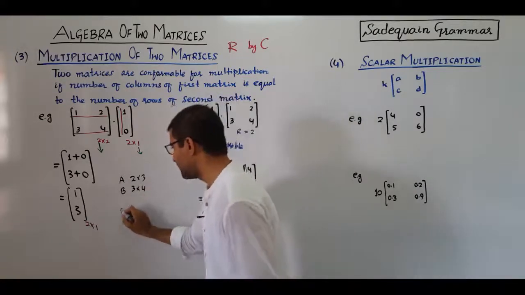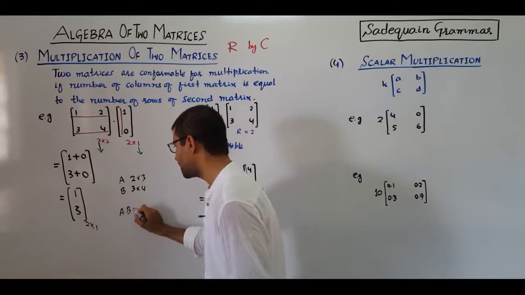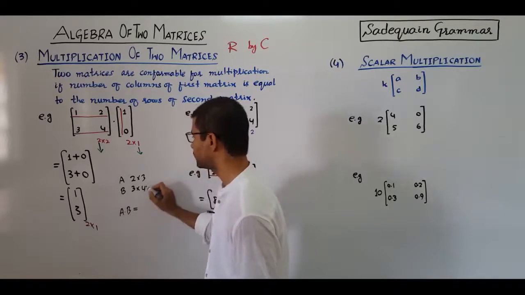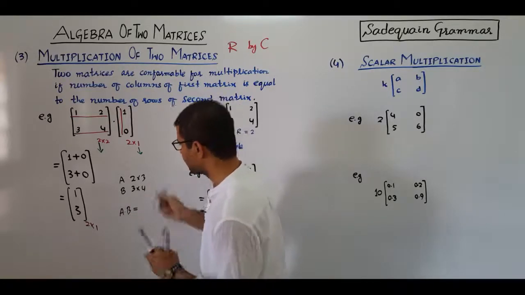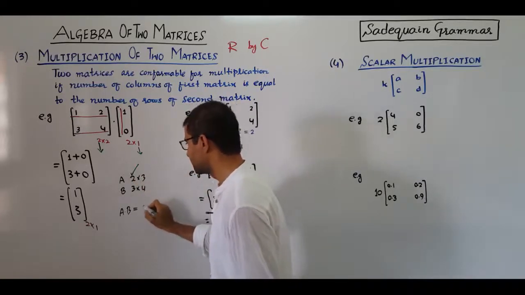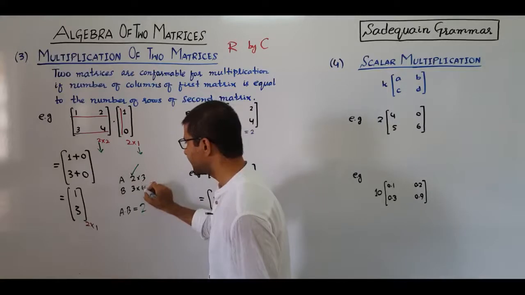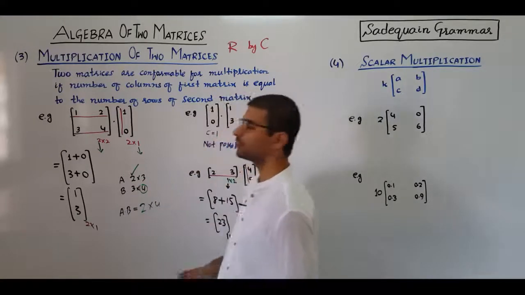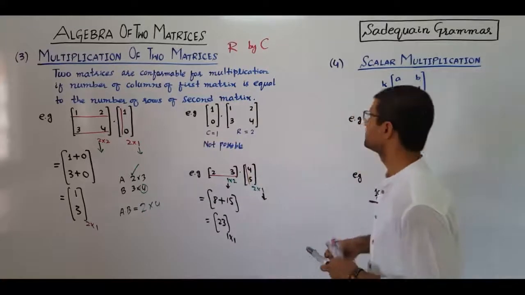Then when we multiply both of them, the order of this result matrix will be: take the first number from the first matrix and the second number from the order of the second matrix. 2 by 4 is the order of the result matrix.